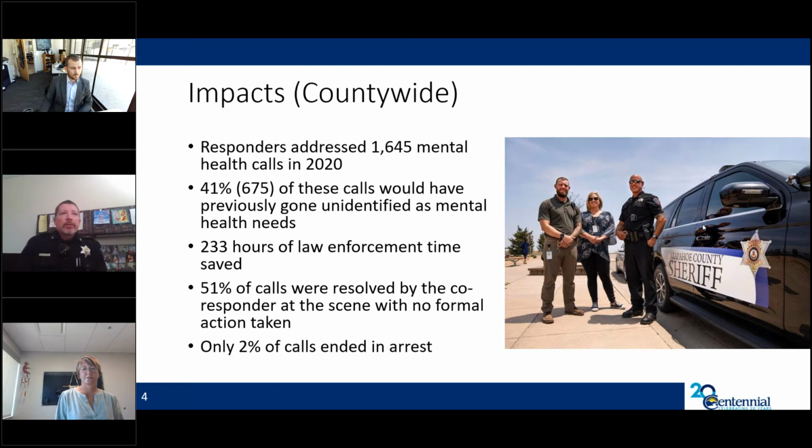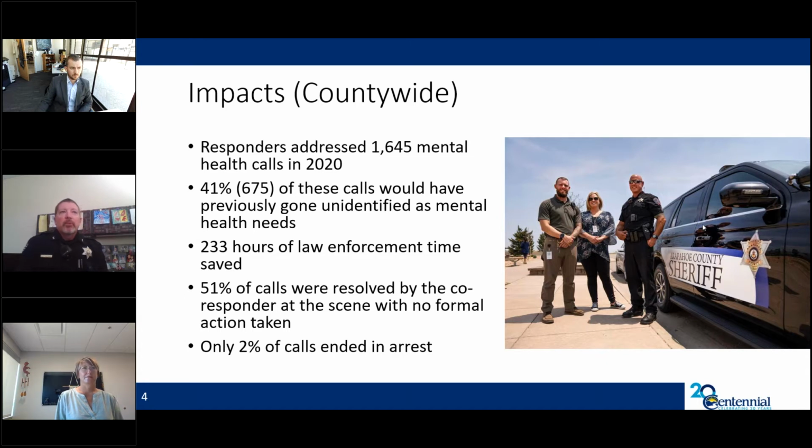We track those calls through our computer-aided dispatch in our dispatch center, and they have particular call types. We knew there were some call types that would not necessarily be identified as a mental health related call. So we started tracking how many of these calls come in as a suspicious person, or maybe a family disturbance, that really the root of the issue is a mental health related incident where we need those clinicians to respond.